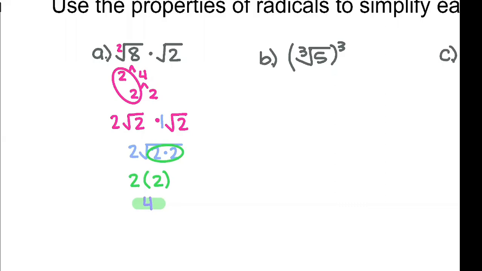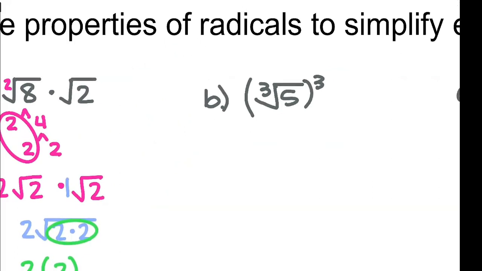Example B here is probably one of the easiest examples you'll have. Whenever you have a number underneath a radical, where that index of the radical is the same as the power that that number is raised to, the power and the index cancel each other out. So in this case, the cube root of 5 cubed, because the index is the same as the power, they cancel each other out, and the only thing you're left with is 5.